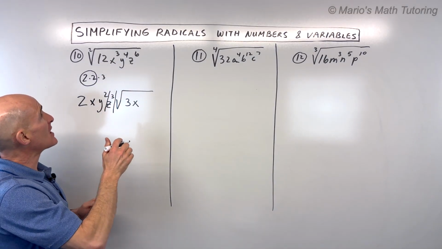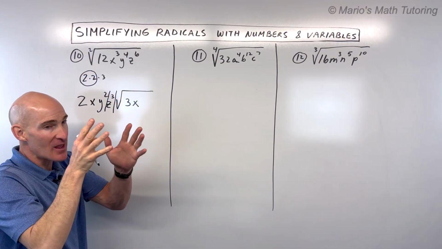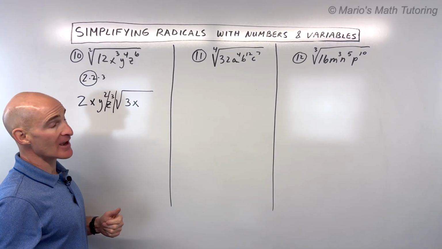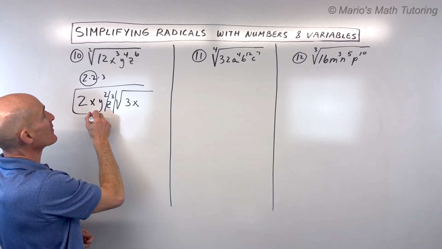So you just have to watch out. If you're taking the even root of an even power and you get an odd power, put that in the absolute value bars to ensure that the final answer is the principal root or the positive root. So this is as far as you can go on that one.